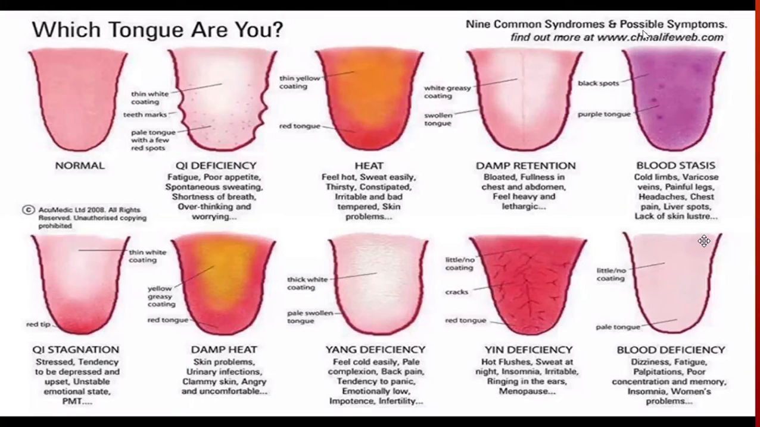So this one, which tongue are you? These are the 9 common syndromes and possible symptoms if you look at your tongue. The normal one is very pinkish. If you have a Chi deficiency, you will see a thin white coating, teeth marks, and a pale tongue with a few red spots.